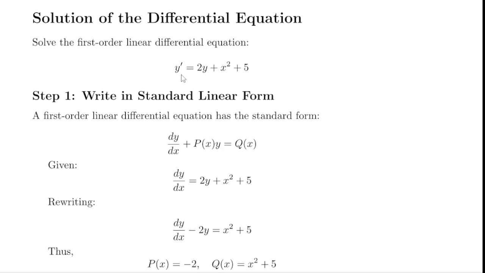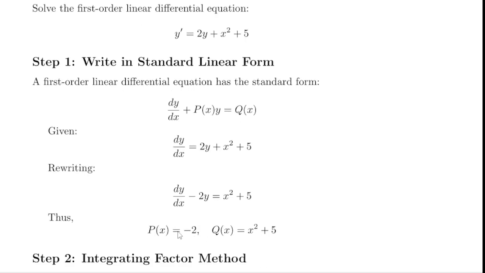In this video, we want to solve the differential equation y prime equals 2y plus x squared plus 5. This is a first order linear differential equation, so we want to put it in this standard form. That means that we need to first change y prime into dy over dx, and then we'll move over the 2y, and then leave the x squared plus 5 on the right side. So now we can clearly see that p of x is negative 2, q of x is x squared plus 5.